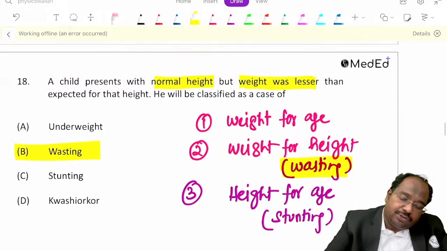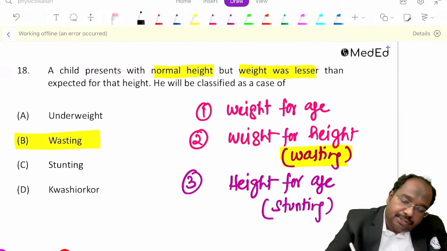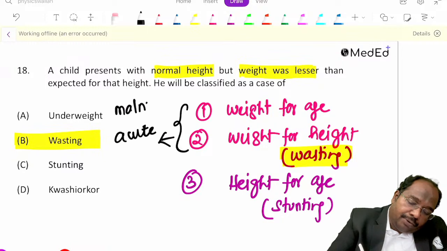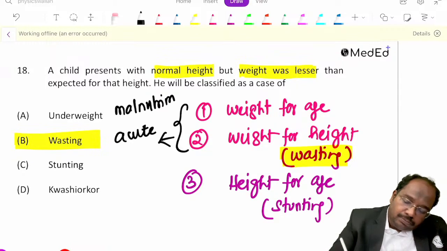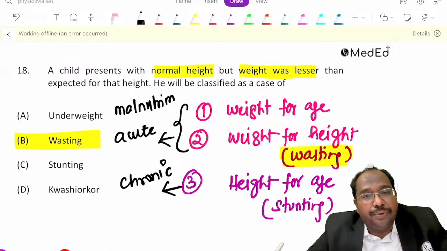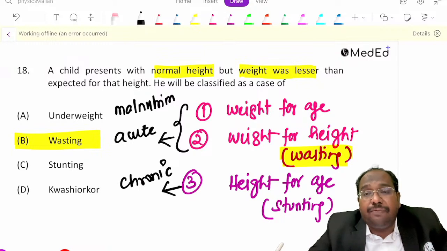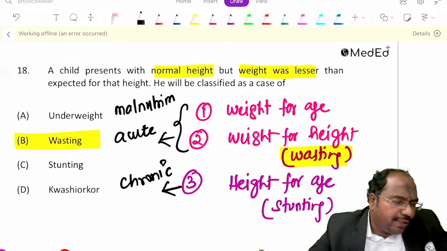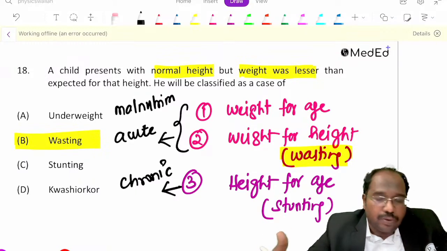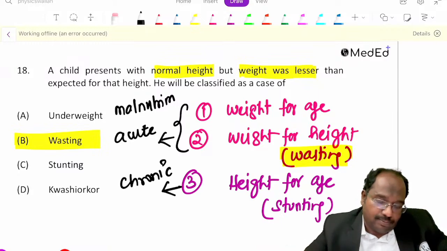Out of these, which ones indicate acute malnutrition? The first two indicate acute malnutrition, guys. The last one, height for age, indicates chronic malnutrition. Hope you are following this. Yes or no? Just put it in the chat box, guys.